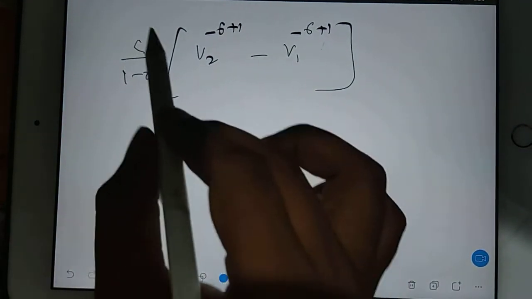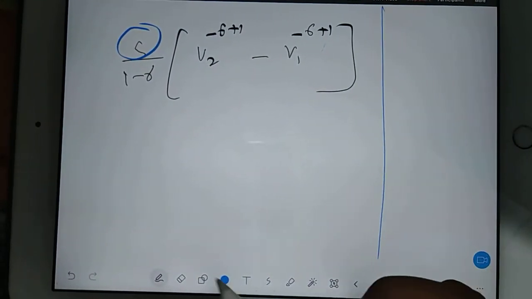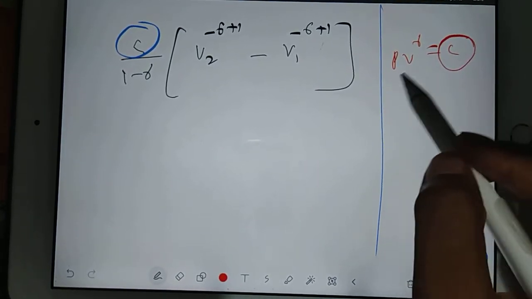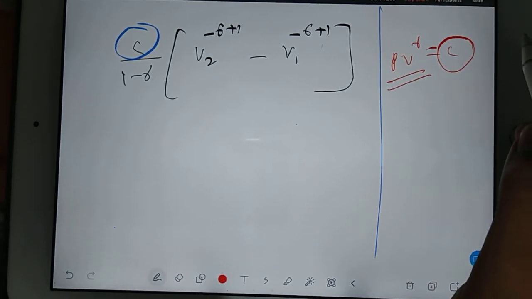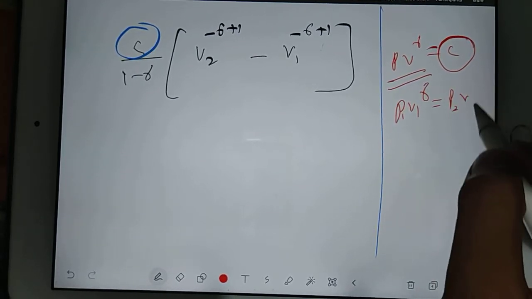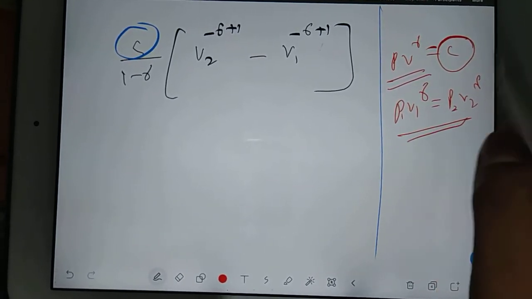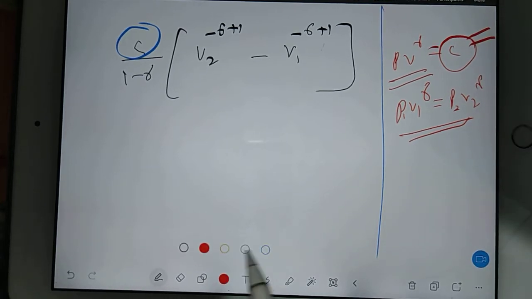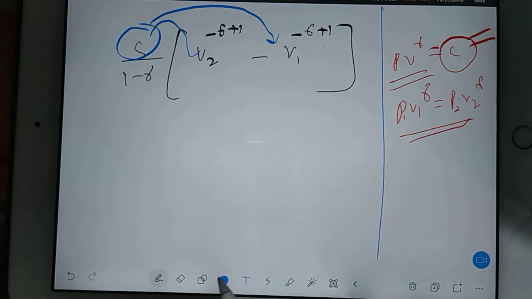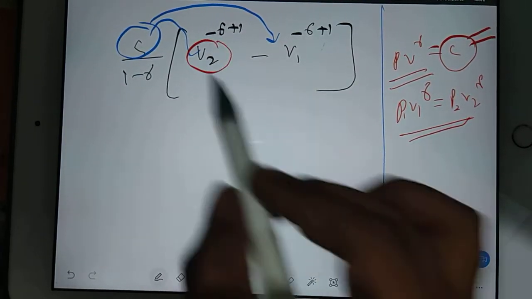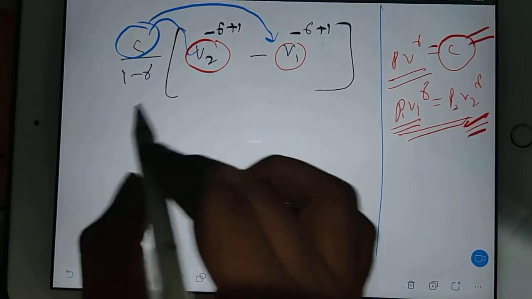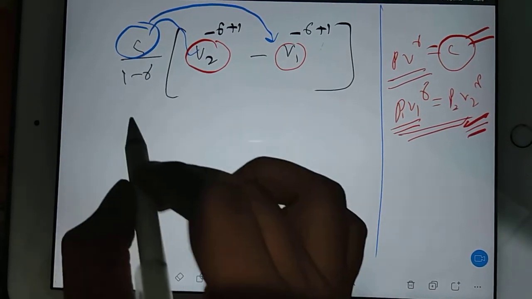If you check what the constant was, we are dealing with adiabatic. For adiabatic, we are using PV power gamma is equal to constant. So this constant I can replace with PV power gamma. It means P1 V1 power gamma is equal to P2 V2 power gamma. They will be the same because it is a constant. So this constant I will multiply here and I will multiply here. And because V2 is written here, I will write the V2 term, and V1 is written here, so I will write the V1 term.